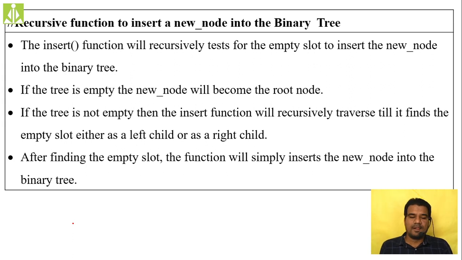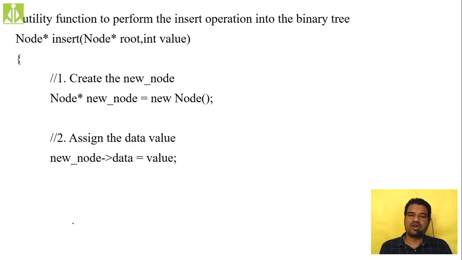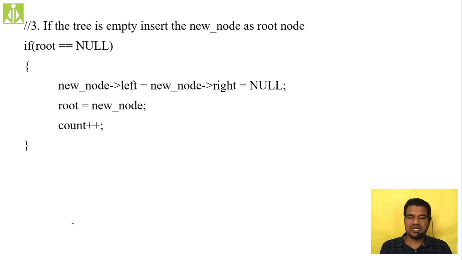Hopefully you understood. So as I said, the insert operation we are performing recursively, and that recursive operation will always look for an empty slot inside your binary tree. Once the empty slot is found, it will simply insert that newly created node at that location, and it will terminate the insert operation. Okay, so this insert operation I have performed.